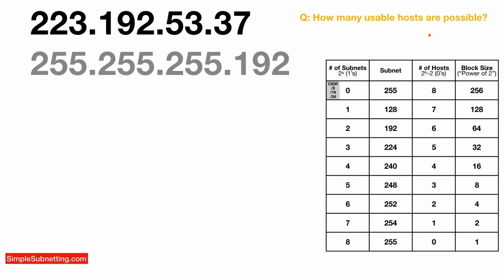How many usable hosts are possible? Okay, so we find the subnet mask on the subnetting cheat sheet. It says 192. And there are 6 zeros, and 2 to the 6 is 64. It says usable, so we minus 2. So the answer is 62 usable hosts.